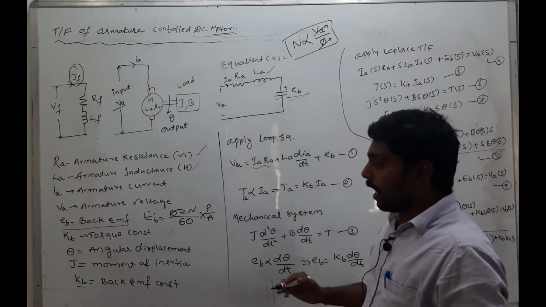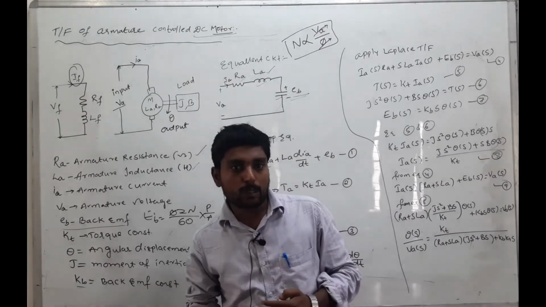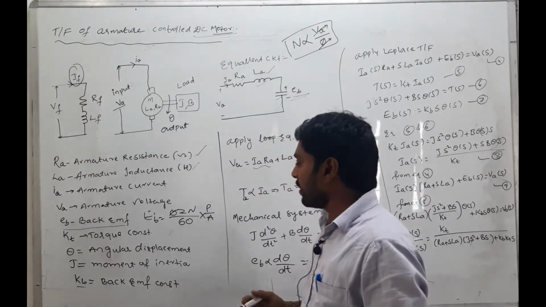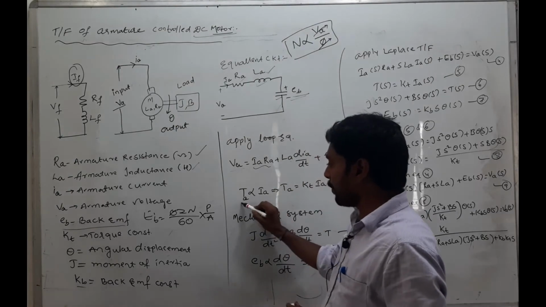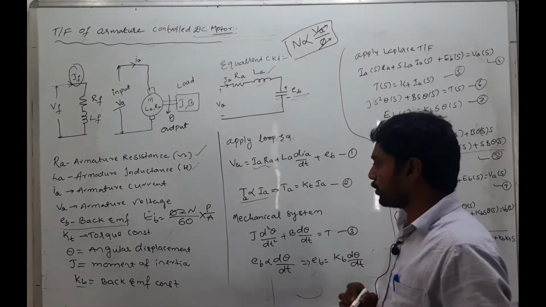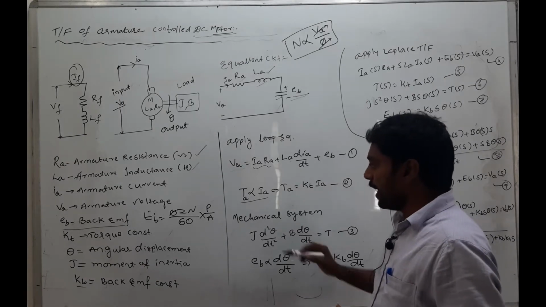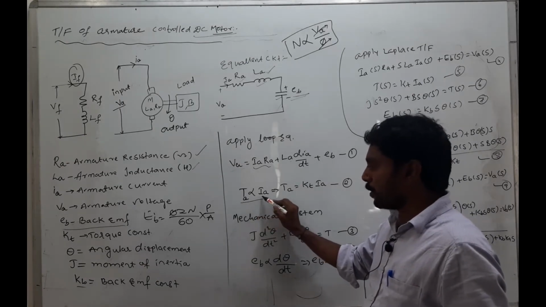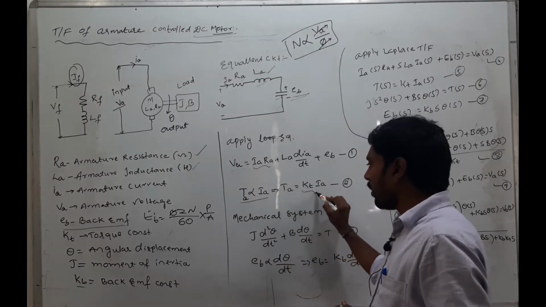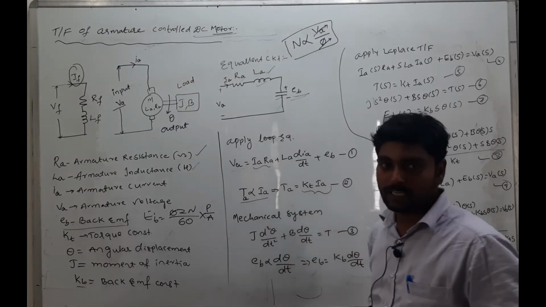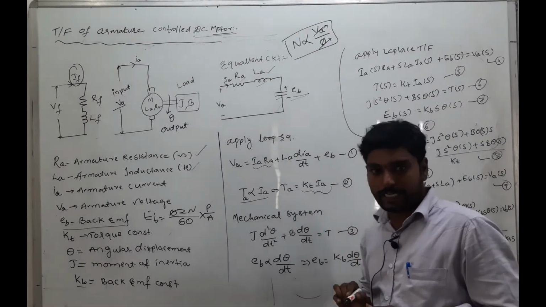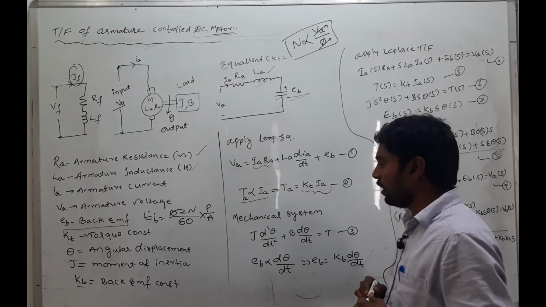Okay? When the output shaft rotates, torque is produced. In a DC motor, torque is always directly proportional to the armature current. Here the torque T is directly proportional to the armature current. Removing the proportionality, we get the constant value, that is KT. That is the proportional constant. KT is nothing but the torque constant.